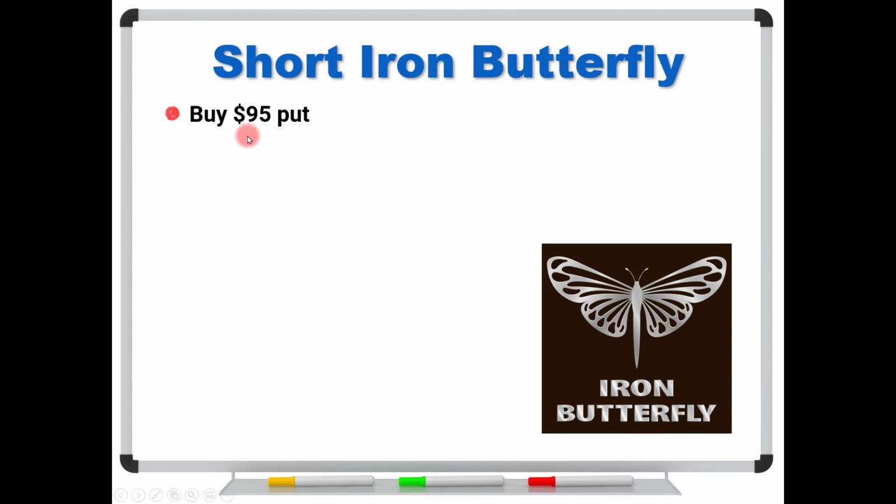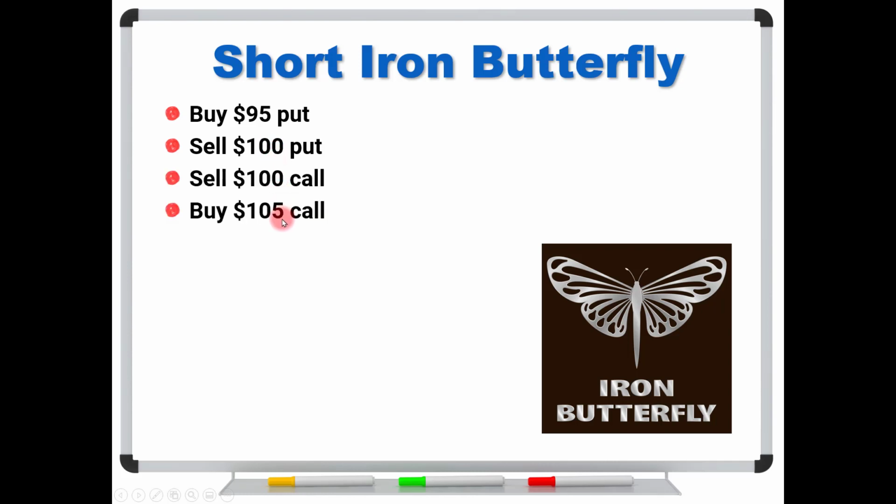To put on the strategy, you will buy the 95 put, for instance, sell the 100 put, sell the 100 call, and then buy the 105 call. So notice that if you're familiar with a traditional butterfly, we buy the wings, the 95 and the 105, and we sell the center strikes. But normally, the position is built with either all calls or all puts. With the iron version, we're using both.